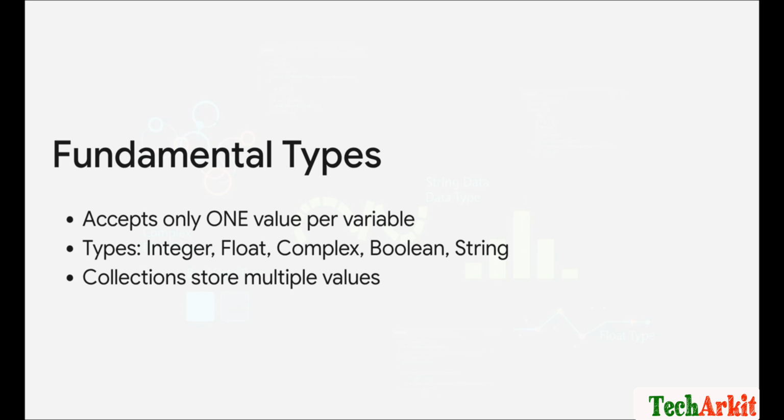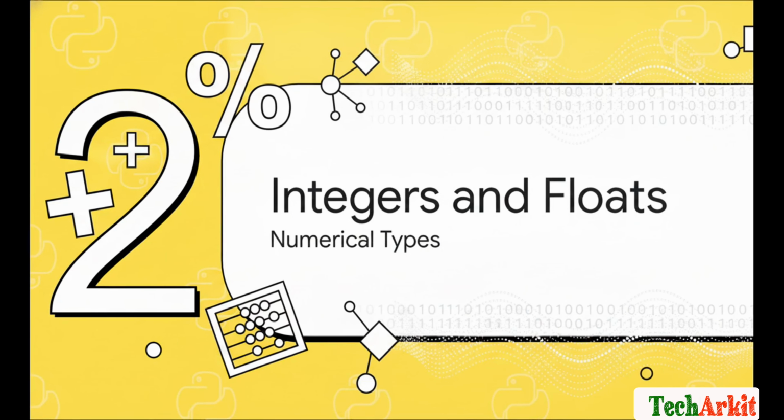We usually contrast this with collection types, like lists or dictionaries, which can hold multiple values all at once, kind of like an array in Java. But hey, today, we are keeping our scope laser-focused strictly on those 5 single-value fundamentals. Moving right along to section 2, integers and floats.